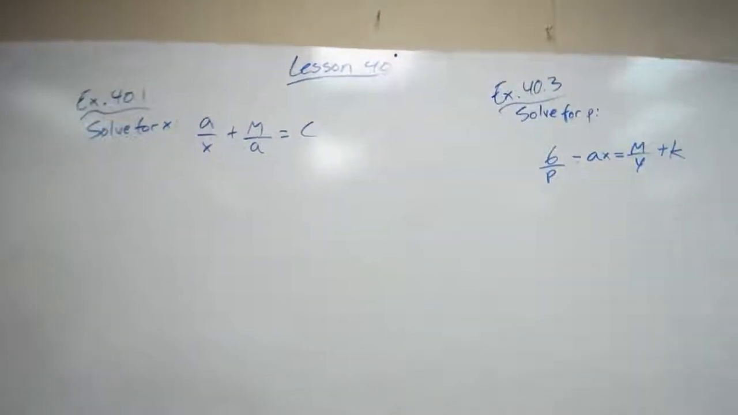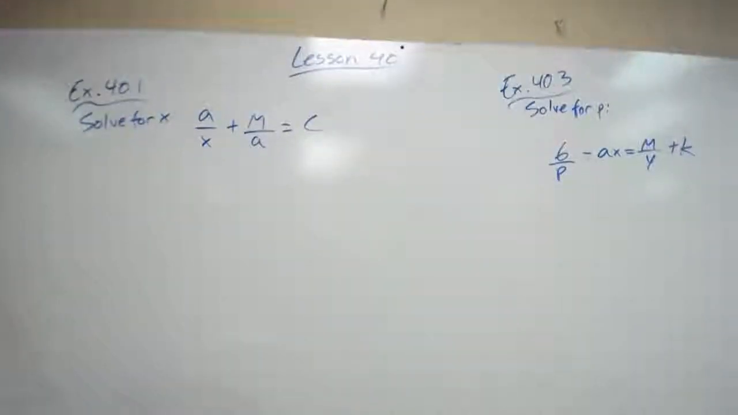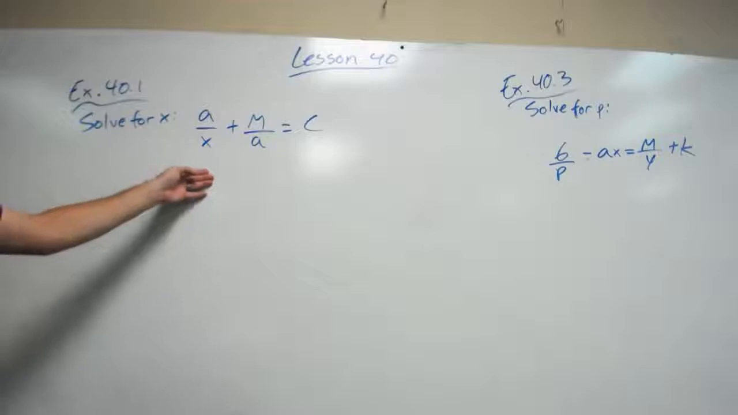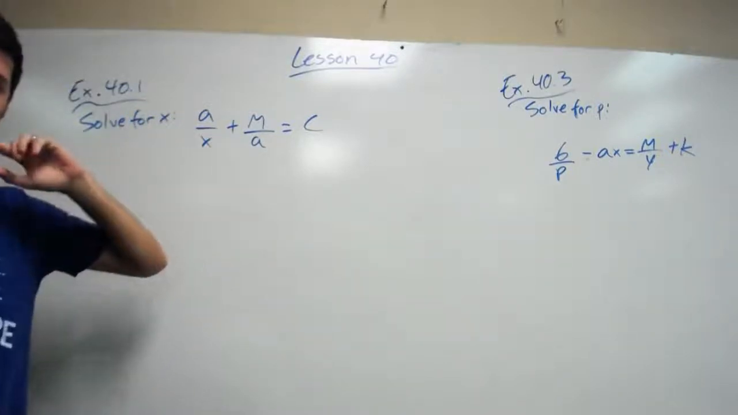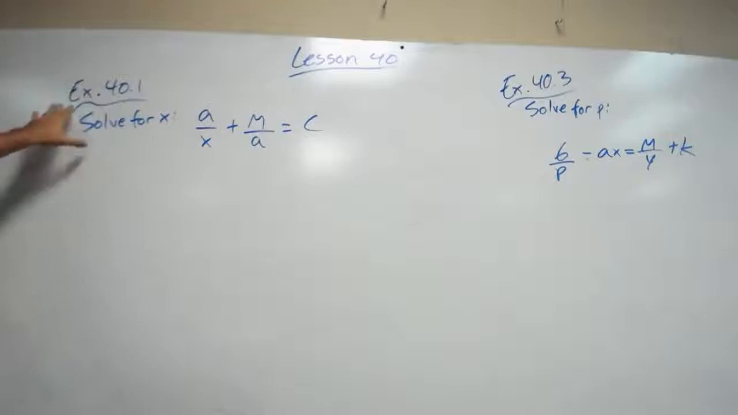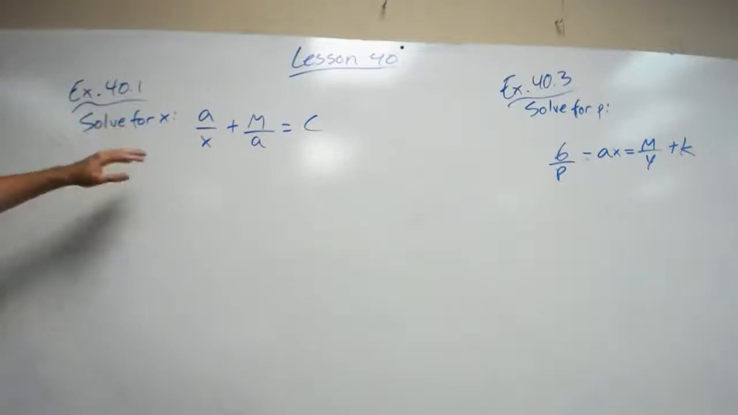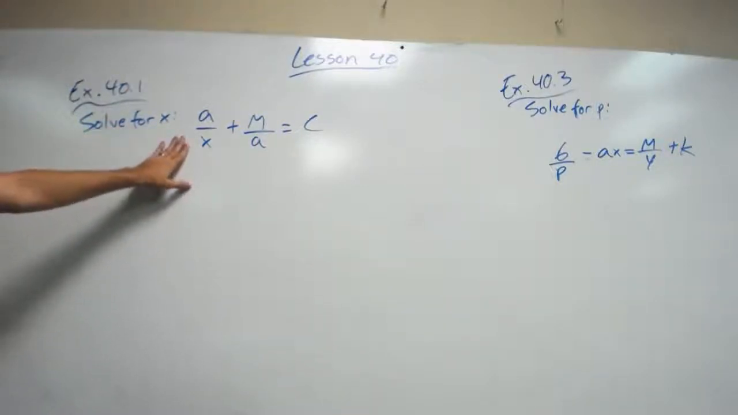Let's take a look at lesson 40, looking at abstract fractional equations. So you've had fractional equations in the past, they just had numbers, and you solve for numbers, or just one variable. Now we have all variables, all letters. So in example 41, it says solve for x.